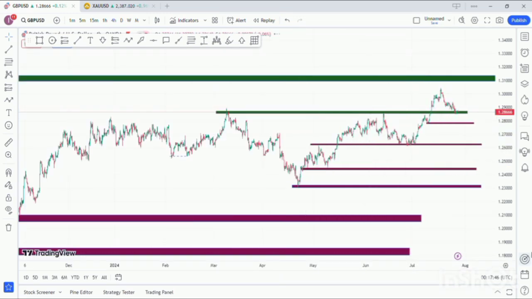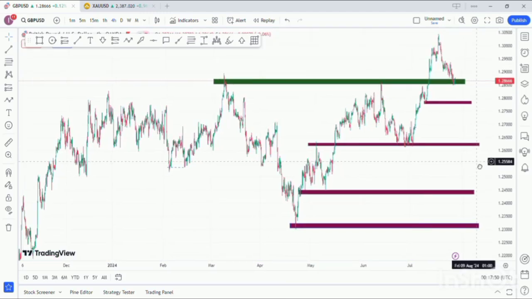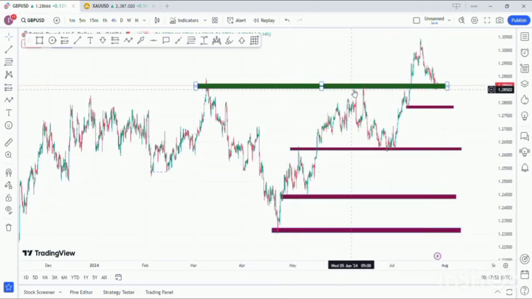Alright guys, so this is the 4 hour time frame on GBPUSD. As you can see, the resistance zone we marked out on the daily time frame is still very visible, as you can see right here. This is also a support zone that was marked out on the daily time frame, which is also very visible on the 4 hour time frame.